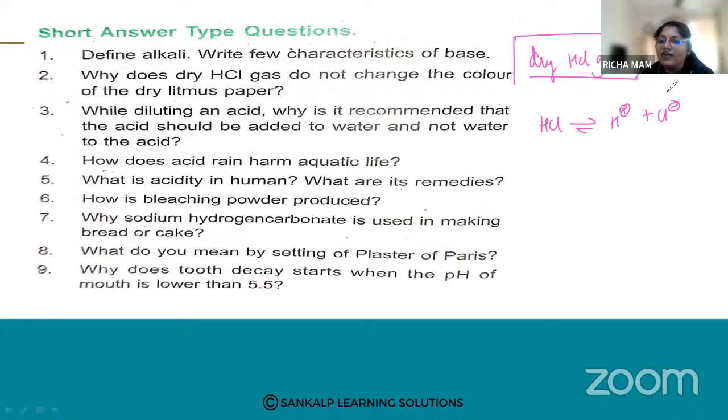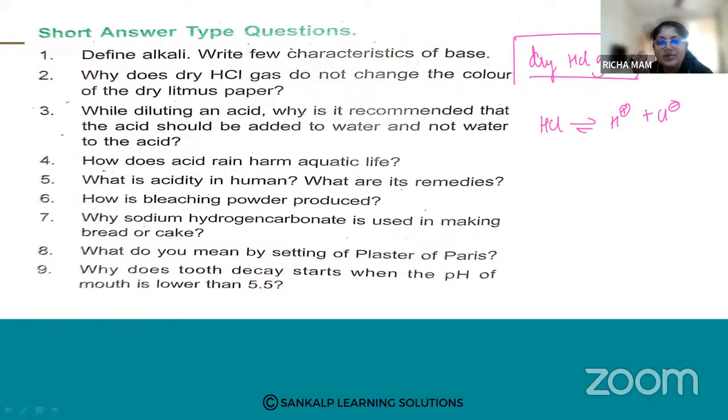Now, if you have a regular acid like HCl, it will dissociate, and the aqueous paper will get wet. But if dry HCl is there, it does not have any water content, so the litmus paper will not get wet, and because of that the color of the litmus paper will not change.